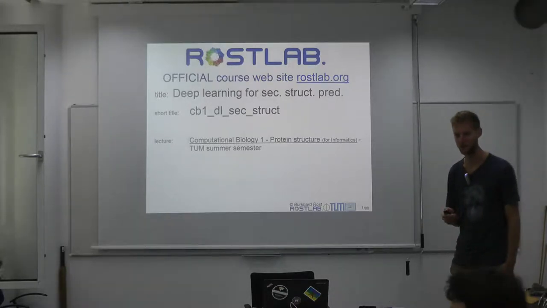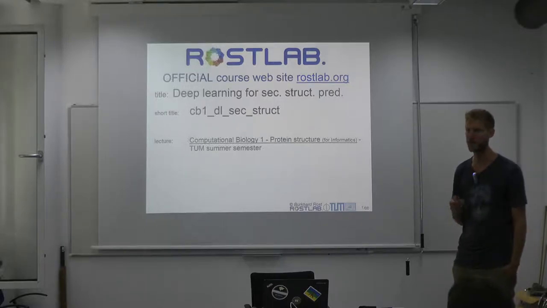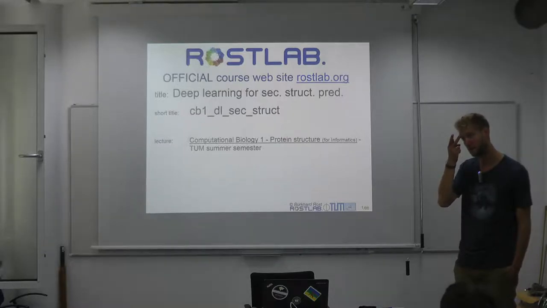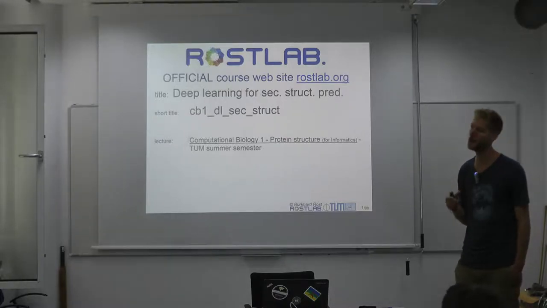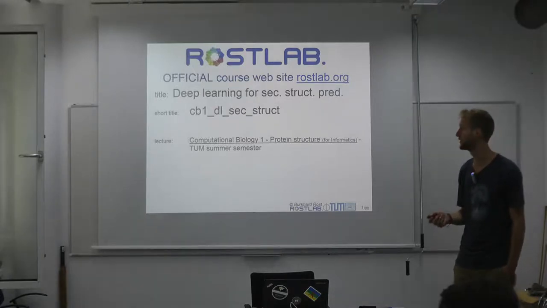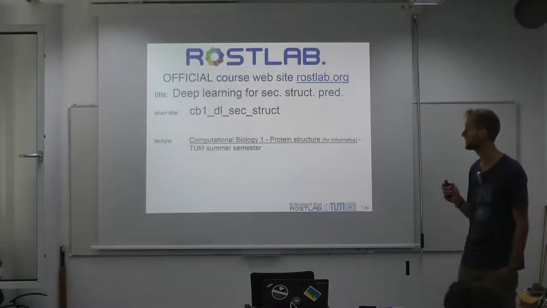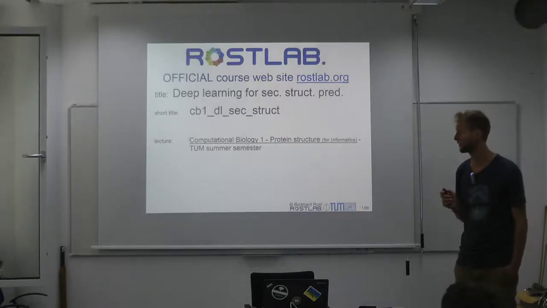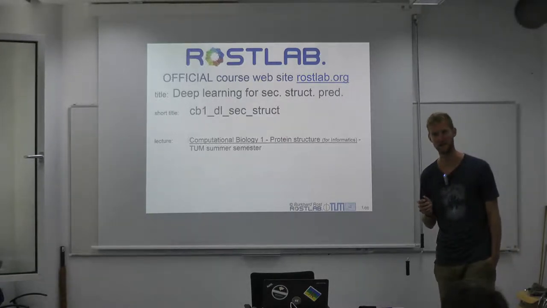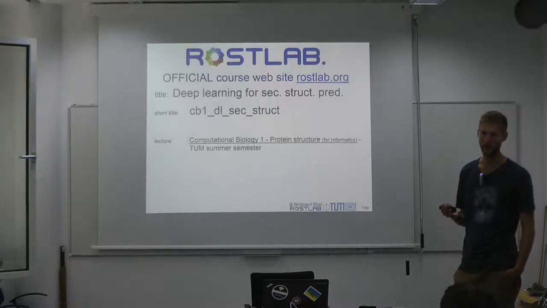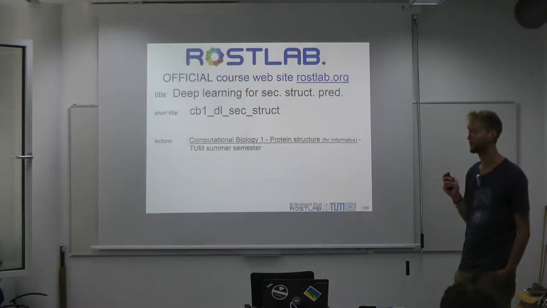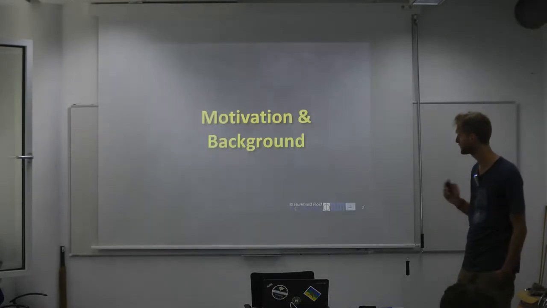So we will talk about convolutional neural networks, we will talk about LSTMs, and we will see how you can combine and apply these approaches to actually achieve a new way of representing protein sequences in a vector space. And at the end of the talk, I will also give a short introduction to state-of-the-art neural network architectures predicting secondary structure.